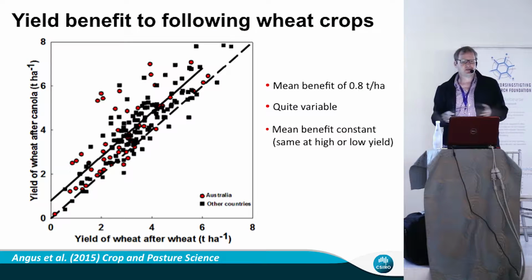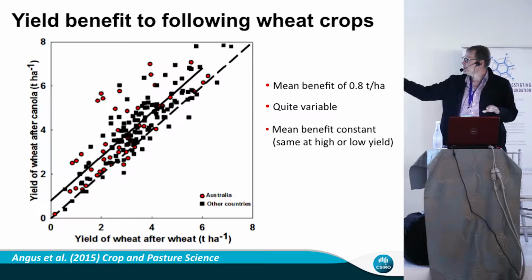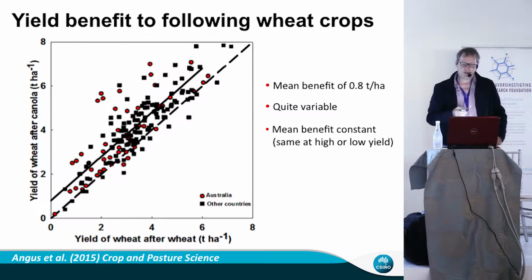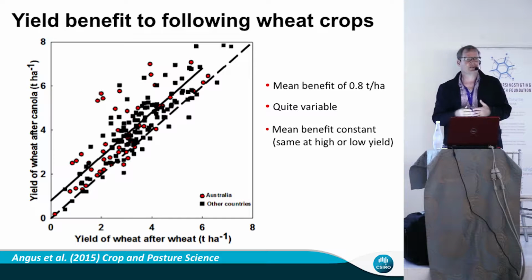This is the data not just from Australia but from around the world, plotting the yield of wheat after wheat against the yield of wheat after canola. Now if they were the same, everything would be sitting on that straight dotted line. But you can see that almost always wheat after canola yields more than wheat after wheat. And in fact, putting all the data together for Australia, it's around 0.8 of a tonne per hectare on average.